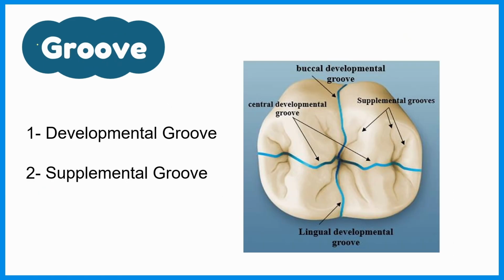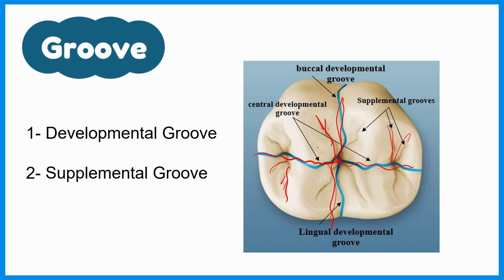All right. So over there, that's a groove. A groove can be a developmental groove or a supplemental groove. A developmental groove is a groove that marks the main parts of a tooth. So that's a main groove, that's a developmental groove, that's a developmental groove. A supplemental groove is a secondary groove. It doesn't really mark the main parts of the tooth. This right over there is a secondary groove. It's just there to give a little definition on the tooth.